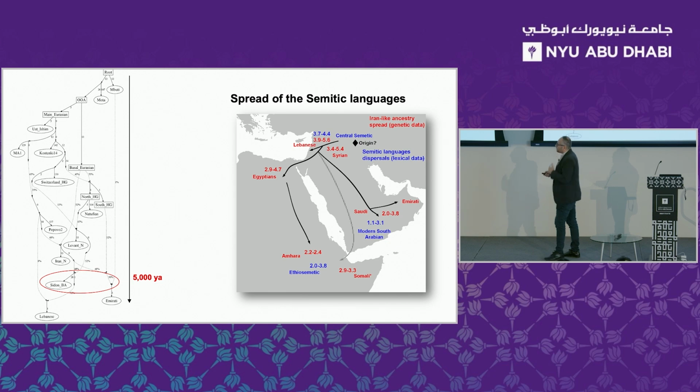Around 5,000 years ago was the time when Semitic languages, like Arabic and Hebrew, started spreading in the Middle East.